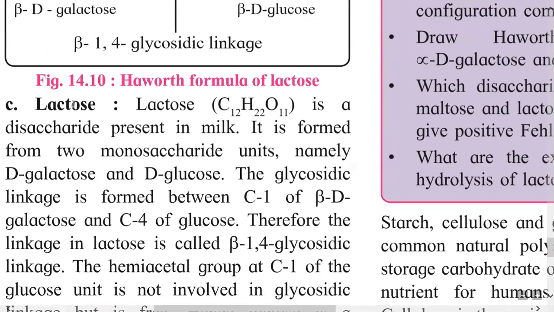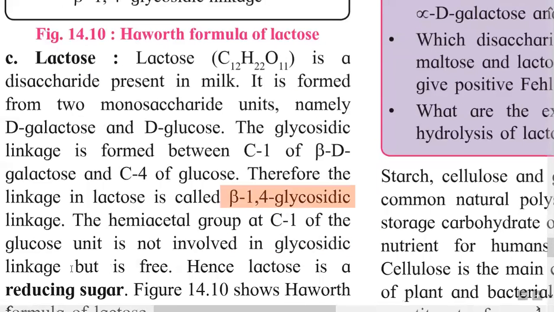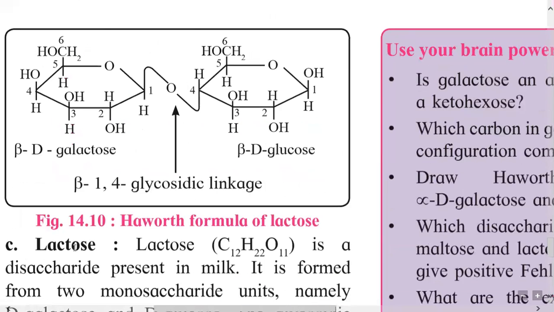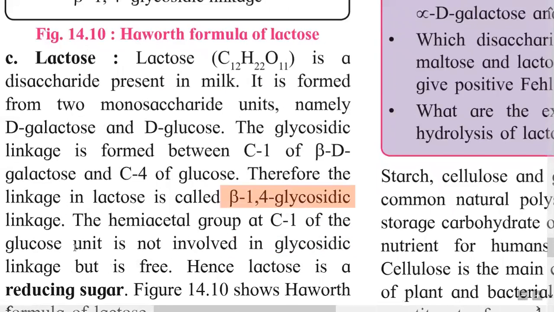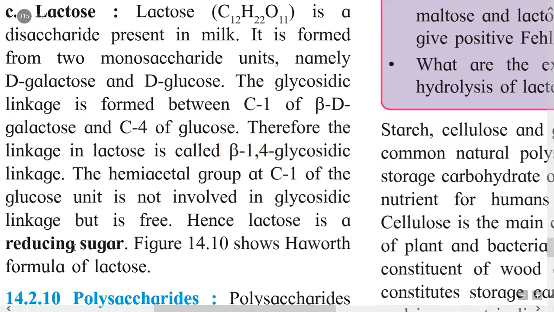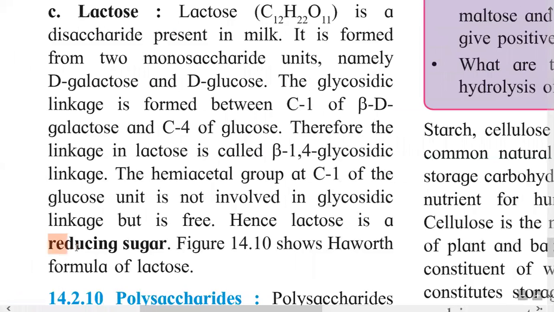Now this linkage in lactose is called a beta 1,4 glycosidic linkage. The hemiacetal group at C1 carbon in the glucose unit is not involved. We had already studied this: in a glucose molecule, the first carbon OH is called a hemiacetal, and it is not involved in the glycosidic linkage, but it is free, hence lactose is a reducing sugar.